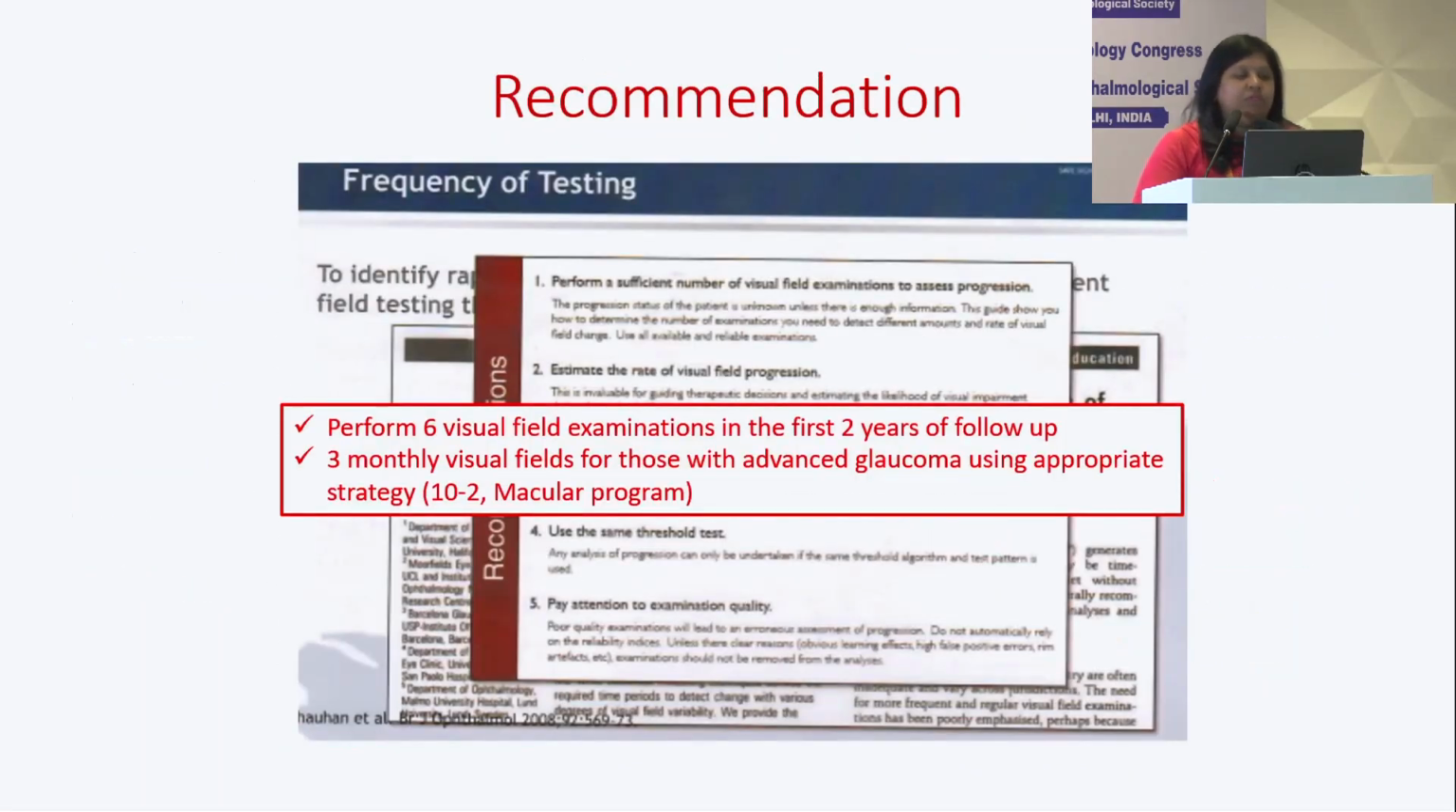Perform 6 visual field exams in the first 2 years of follow-up, and this is for when you detect the glaucoma. And for those with advanced glaucoma, it is recommended to perform 3-monthly visual fields using an appropriate strategy. So in advanced glaucoma, you may need to use the 10 degree and the macular program. And look at what I showed you in the initial slides for deeper or bigger and new defects, because there is no other way to go there.